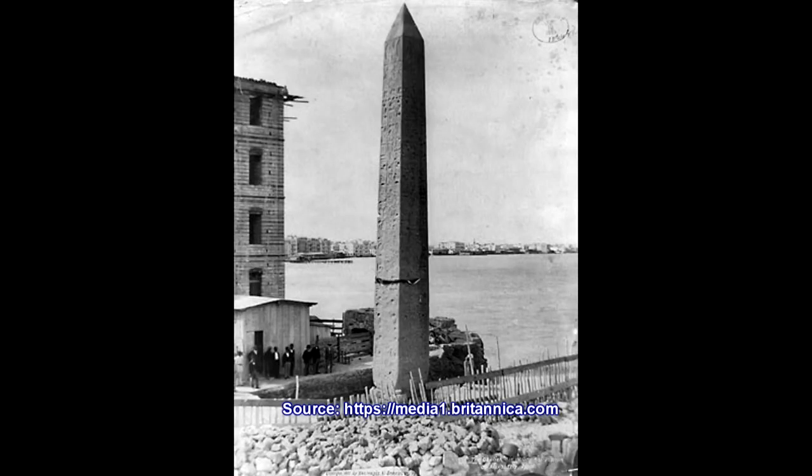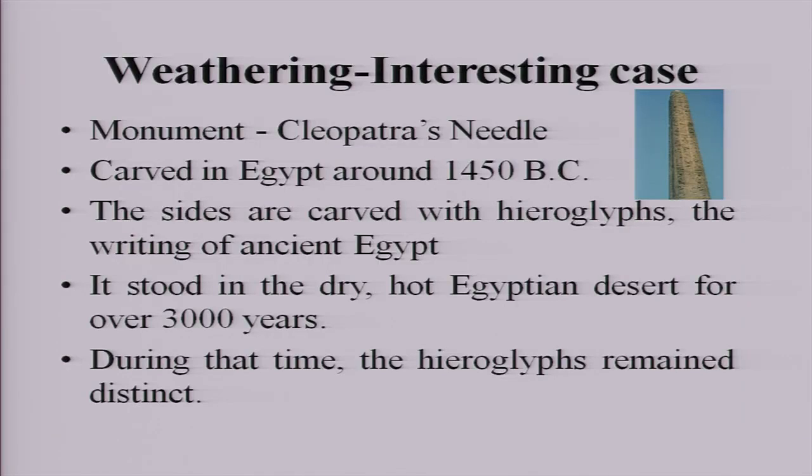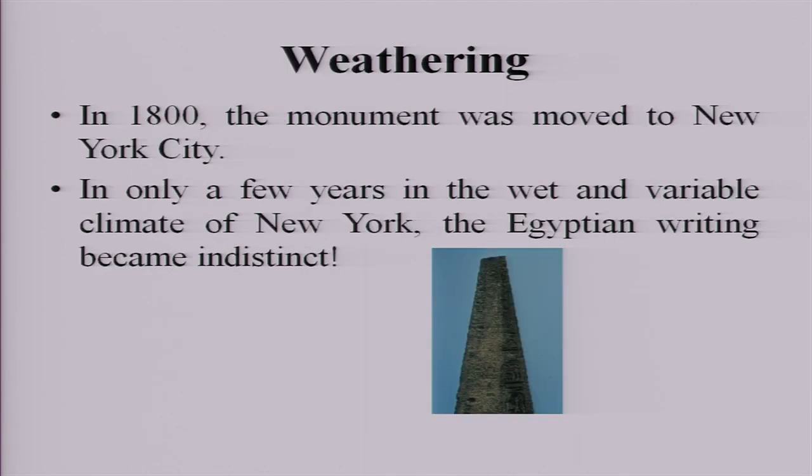There is a monument which is called Cleopatra's Needle. This was in Egypt in 1450 and for 3000 years the Egyptian writings were unaltered and they were as such, you could read them. But later what happened, in 1800 the monument was moved to New York. When this was moved to New York, within few years, because of the wet and variable climate of New York, the Egyptian writing became indistinct. Can you tell me why this happened?